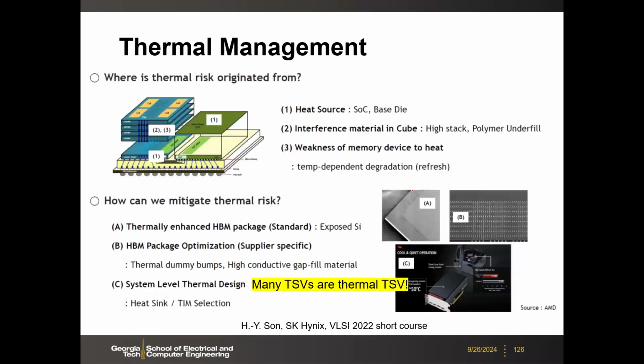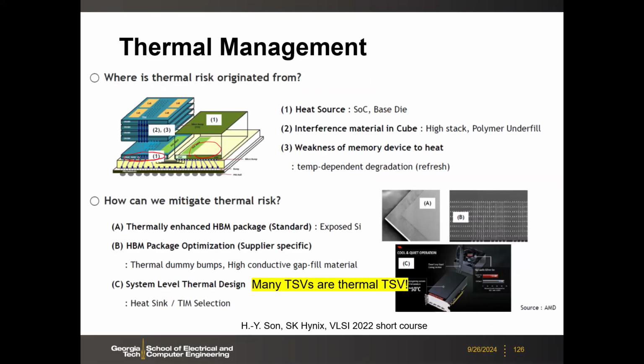Okay, so then the challenge for this kind of 3D system is always the thermal management. So here, where does the thermal risk originate from? Here you have the heat source. For example, this is your GPU. Of course, that will become very hot. And then also the base die.